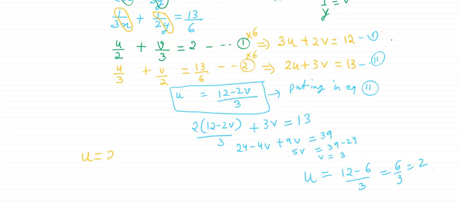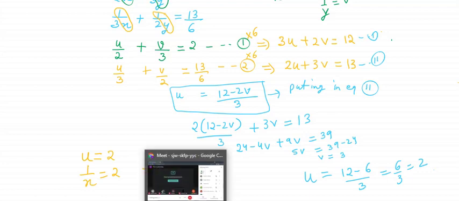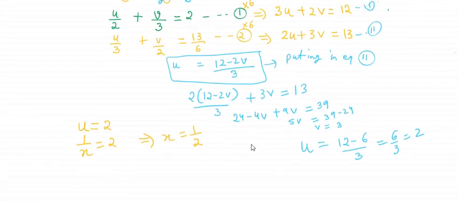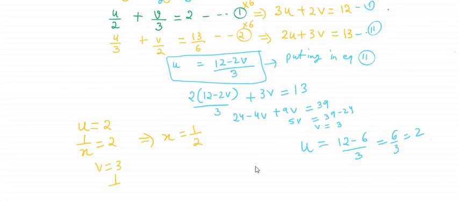So u is coming 2, but u was 1 by x, right? So 1 by x is 2. That means your value of x will be 1 by 2. This is also an important step that you have to do. Then v is coming 3. That means 1 by y is 3. So that will give you y equals 1 by 3. So this is the answer: y equals 1 by 3 and x equals 1 by 2.